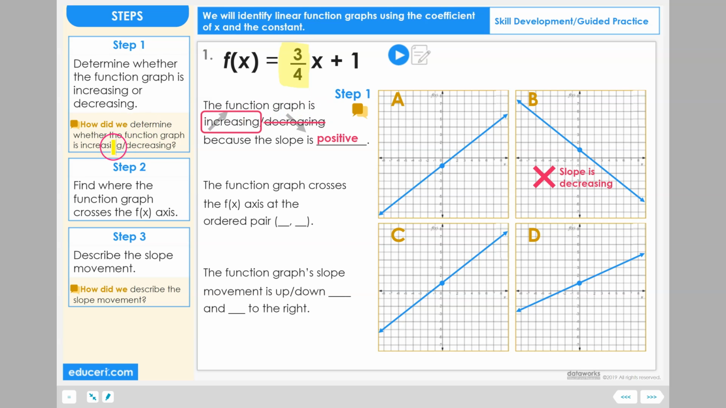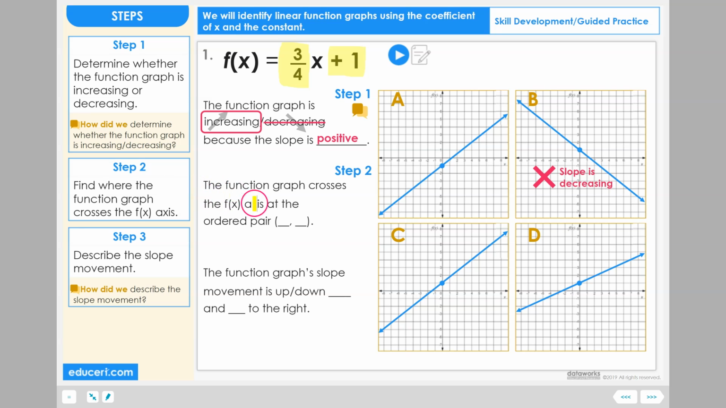How did we determine whether the function graph is increasing or decreasing? We determined the function graph is increasing because the coefficient of x was a positive value. Step number 2. Find where the function graph crosses the f of x axis. For this, we used the constant of the linear function, positive 1.